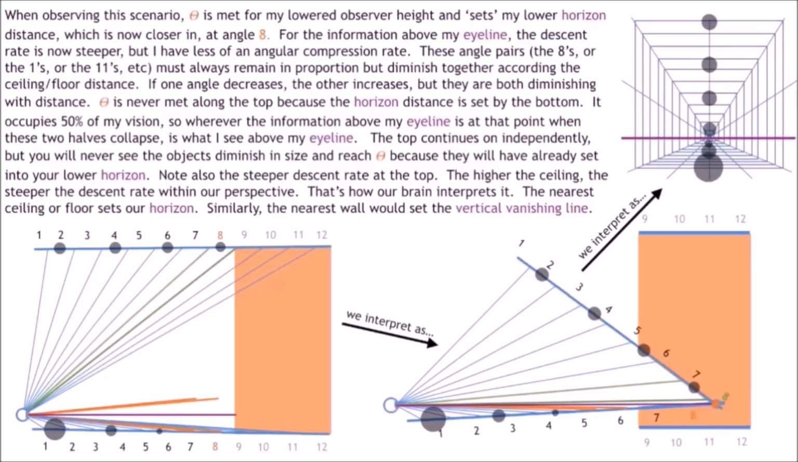The nearest ceiling or floor sets our horizon. Similarly, the nearest wall would set the vertical vanishing line if we were up against a long wall, let's say. So if we collapse our diagram here and we press the image downward and along the top and upward along the bottom to reach an essentially horizontal line, you see that along the bottom, the angle 8 doesn't have to travel very far to get to the purple line, but the angle 8 above has to travel quite a bit more to do that.